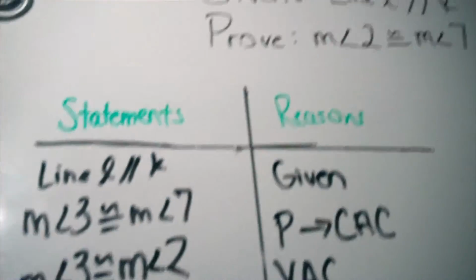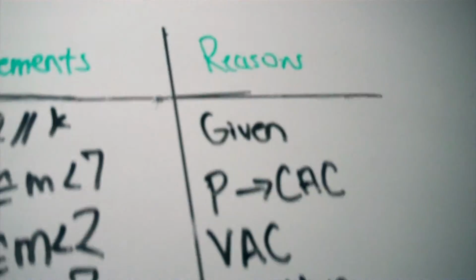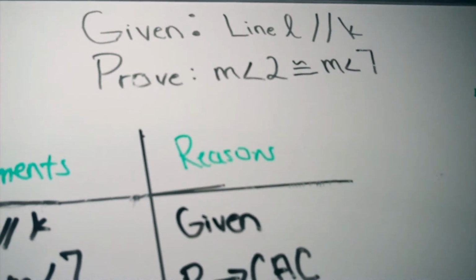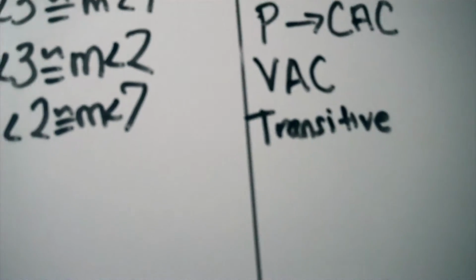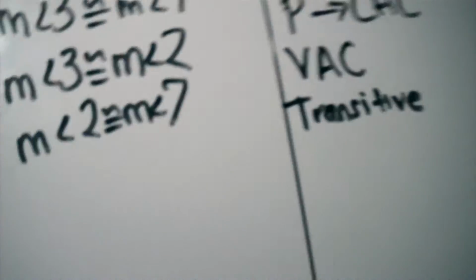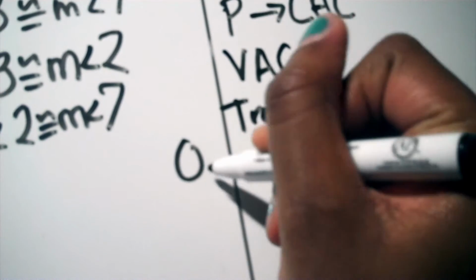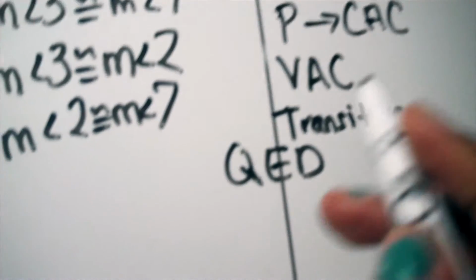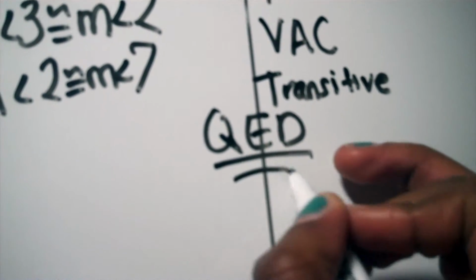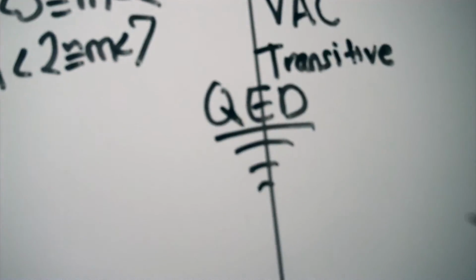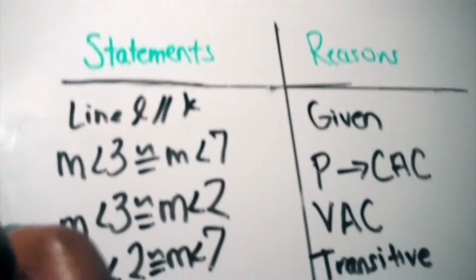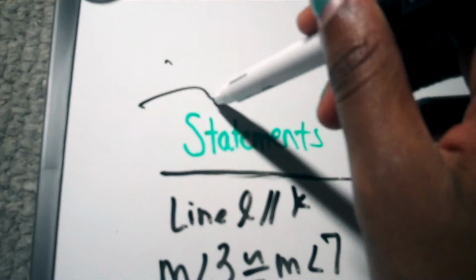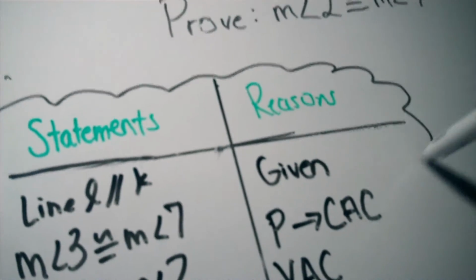And we are done. And we have proven that the measure of angle 2 is congruent to the measure of angle 7. And don't forget, whenever you're done with your table, you write QED, which means thus it is finished. Well, you don't have to do that last part, but I just did it just because. And yeah, that's how you prove that the measure of angle 2 is congruent to the measure of angle 7.